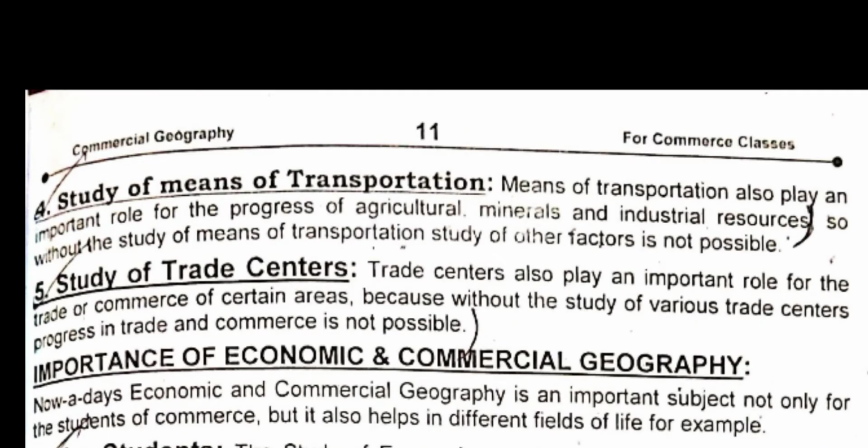Study of means of transportation. Means of transportation also play an important role for the progress of agricultural, mineral, and industrial resources. And study of trade centers. Trade centers also play an important role for the trade or commerce of certain areas because without the study of various trade centers, progress in trade and commerce is not possible.